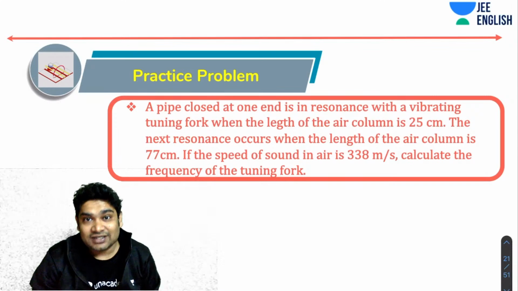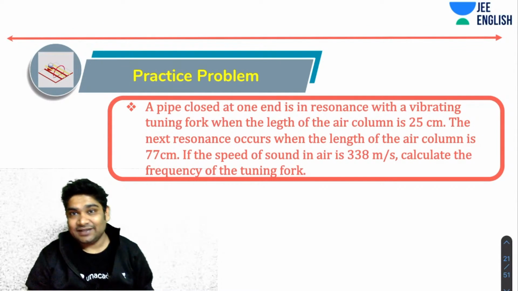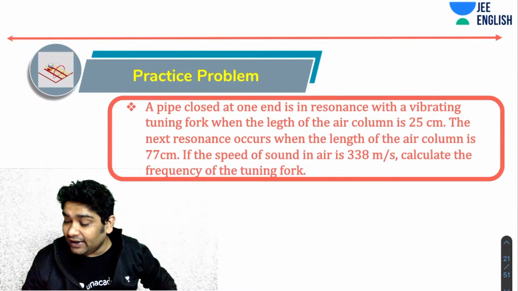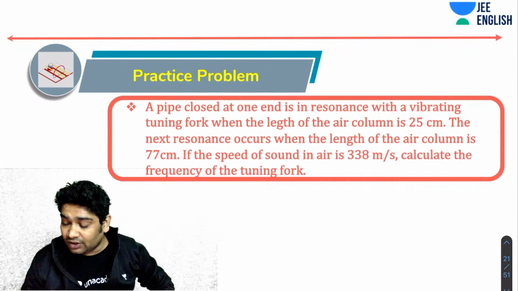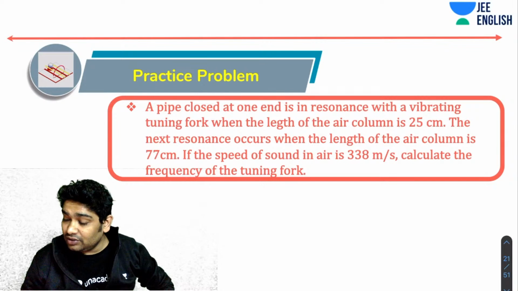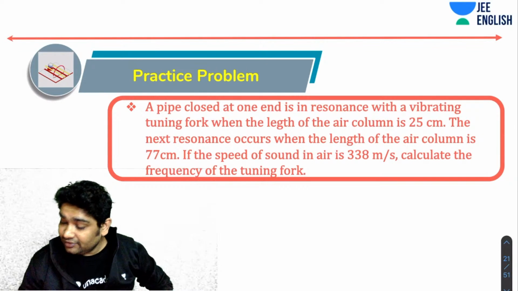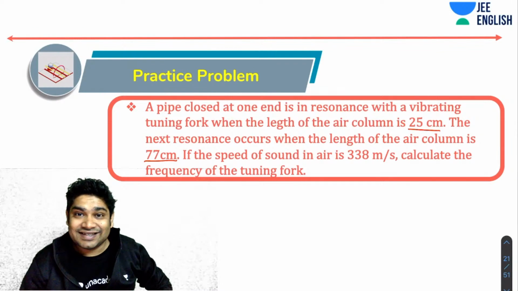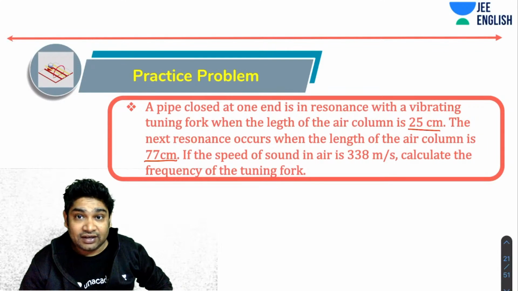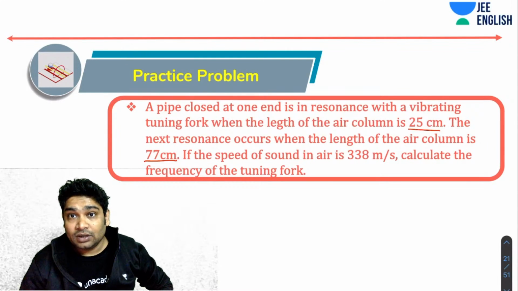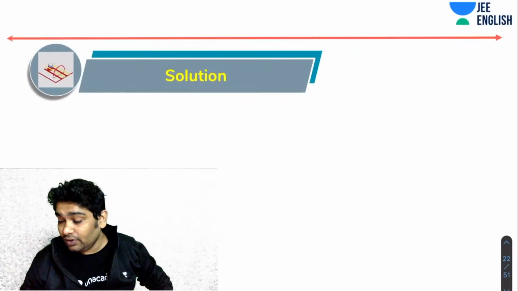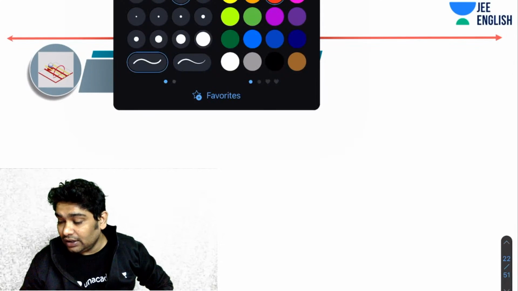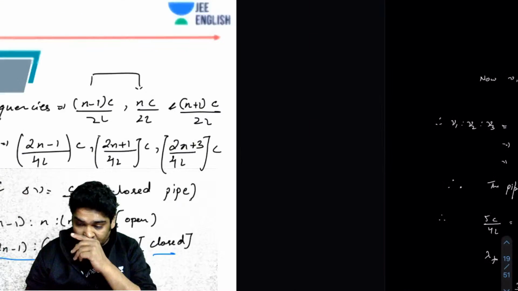Okay, so AP has an answer. AP says it's 325 hertz. Okay, let's see. So, what did I tell you? I told you that the tuning fork, you have a resonance. First resonance you see is at 25 centimeter, and the next resonance is seen at 77 centimeter. Okay, so you know here again, I told you how to go about this.